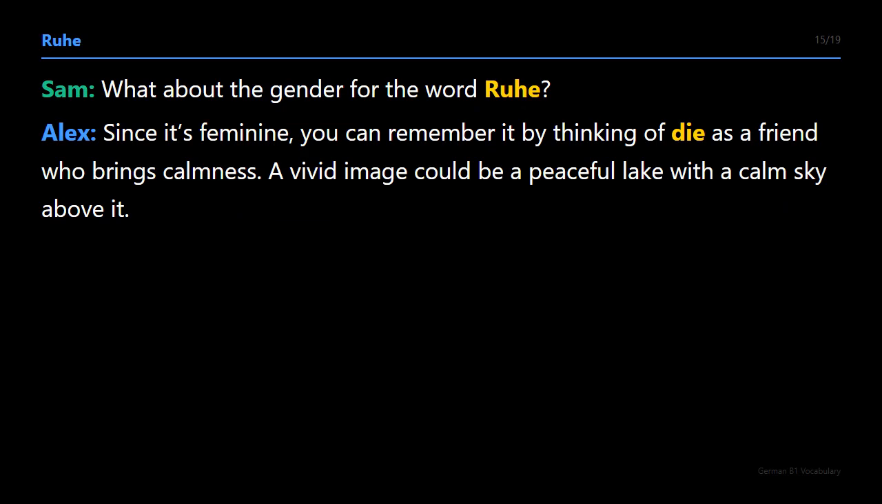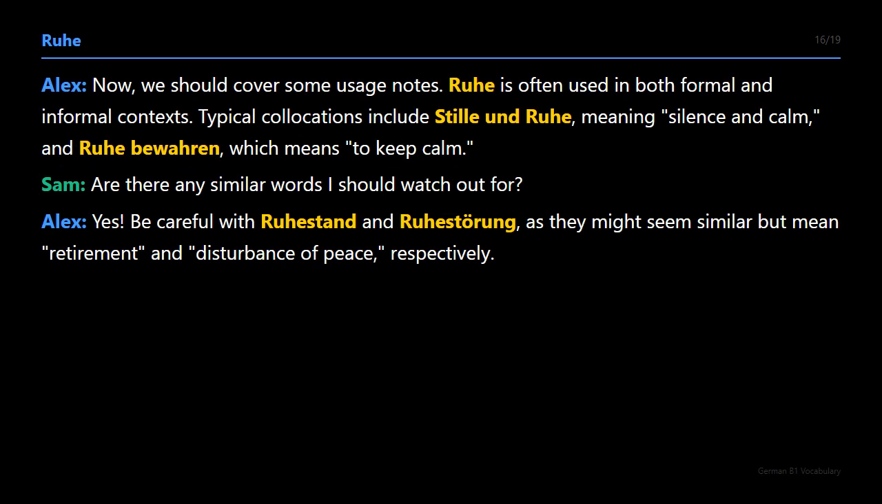Since it's feminine, you can remember it by thinking of die as a friend who brings calmness. A vivid image could be a peaceful lake with a calm sky above it. Now, we should cover some usage notes.